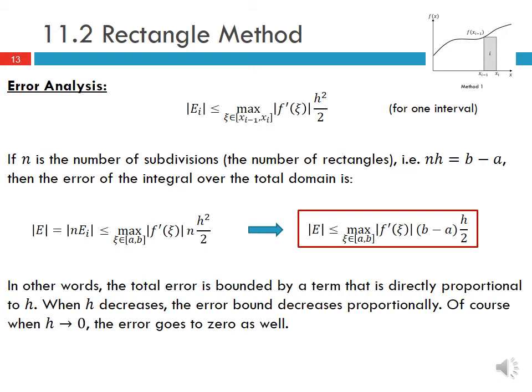This means that the total error is bounded by a term that is directly proportional to h. So when h decreases, the error bound decreases proportionally. And of course, when h goes to 0, the error goes to 0 as well.